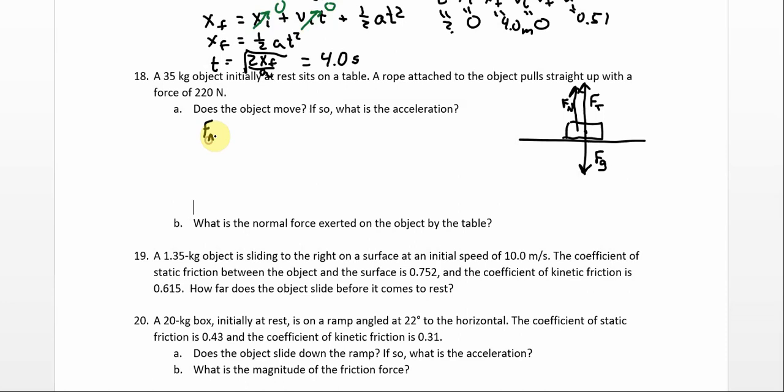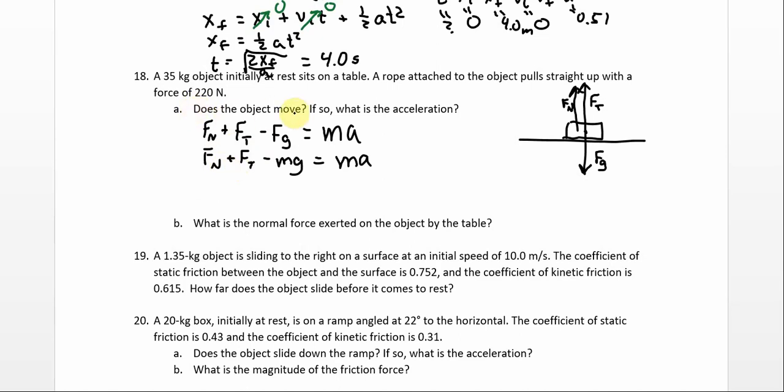So we have the normal force plus the tension minus gravity equals mass times acceleration. Now gravity is mass times little g. Okay. So now we don't know tension and we don't know the normal force. So it seems like we have 2 unknowns here.